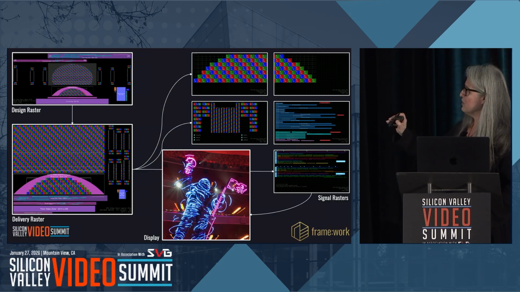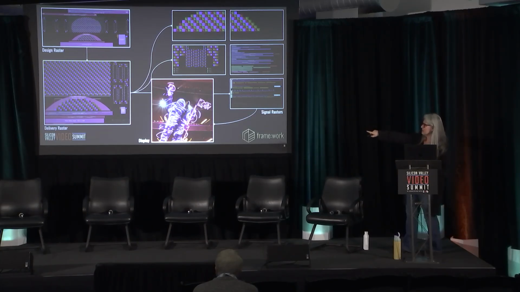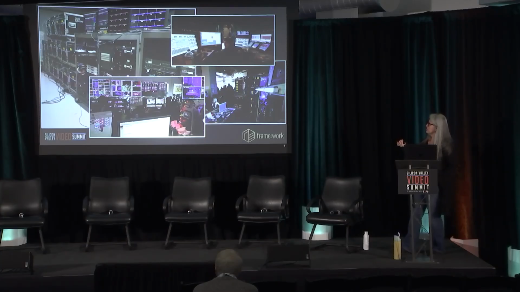This is a quick overview of the pipeline from design raster, as I was discussing for the content team, to the delivery raster, which is then shipped to the media operations team and broken out into the signal infrastructure and mapped to stage. And, you know, it's typically done with just a little bit of kit.